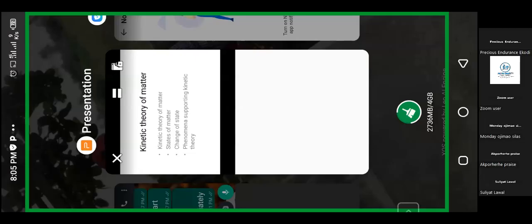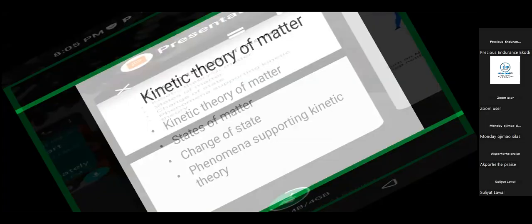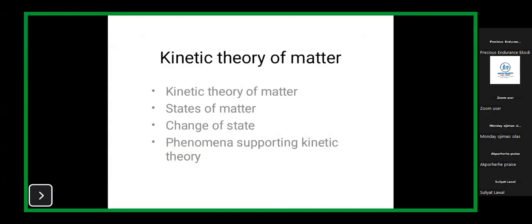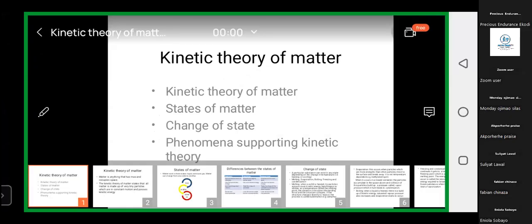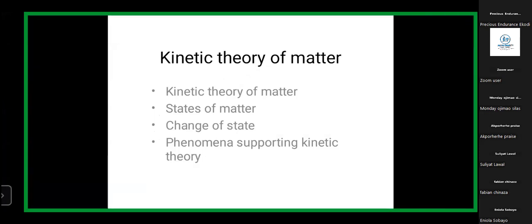Chemistry class this evening. So we'll be taking kinetic theory of matter. Under the kinetic theory of matter, we'll be considering what the kinetic theory of matter is, the states of matter, change of states, and phenomena supporting kinetic theory. Please, while the class is going, let's try to take down notes and possibly we'll have questions that we will answer later.